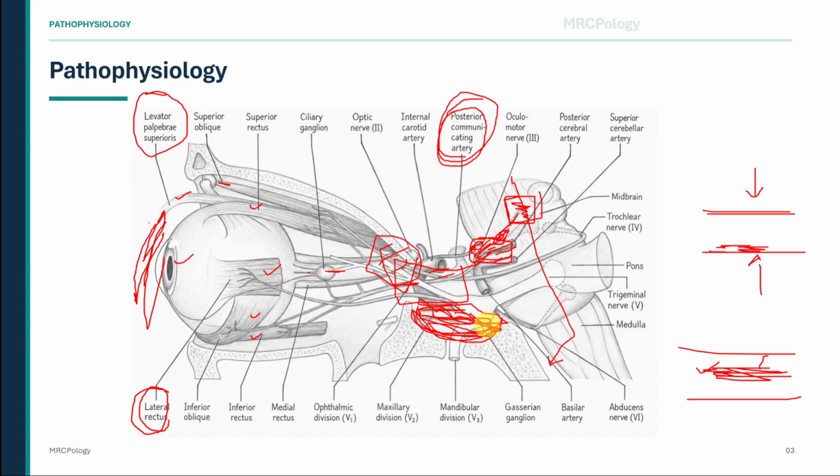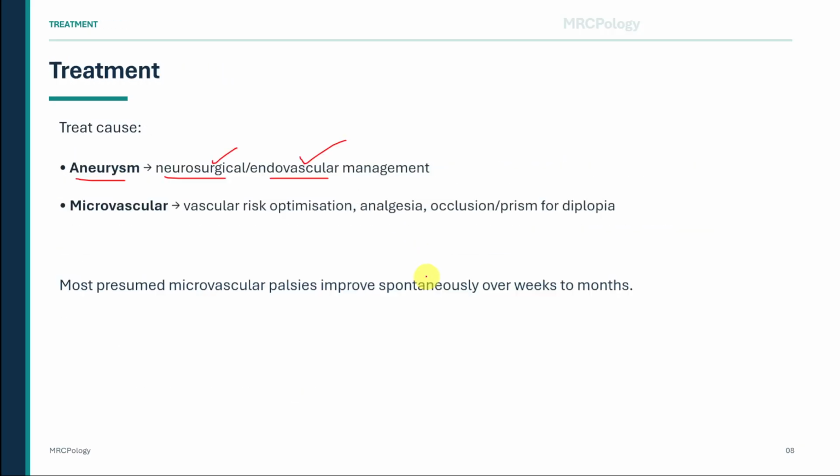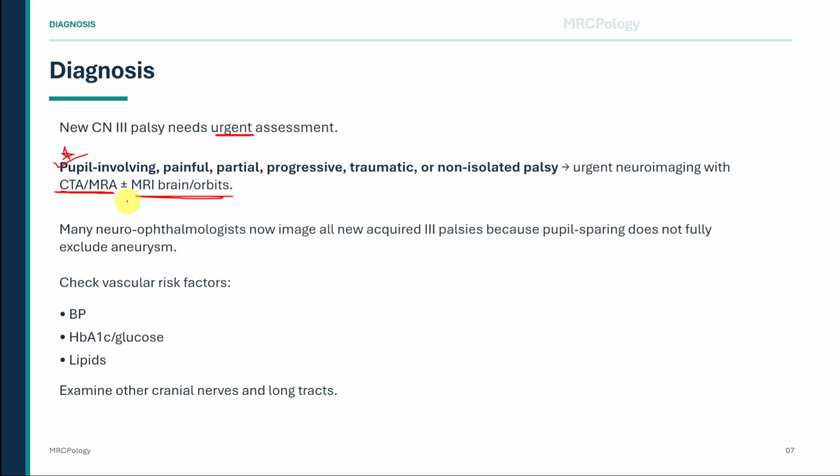If the cause is presumed microvascular, treatment is supportive and risk factor focused. Optimize blood pressure, diabetes, and lipids. Give analgesia if needed. Diplopia can be managed temporarily with occlusion, an eye patch, or prisms. Most microvascular palsies improve spontaneously over weeks to months, but lack of improvement, progression, pupillary involvement, or new neurological signs should trigger reassessment and imaging.